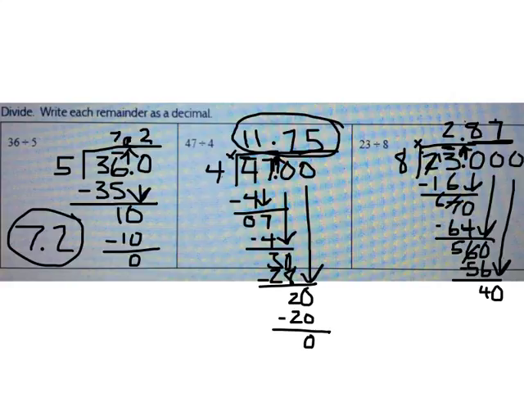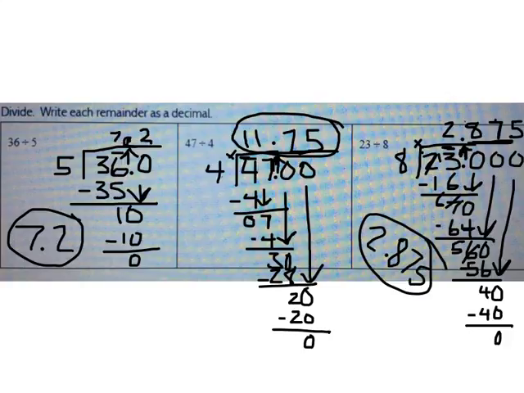How many times does 8 go into 40? 8 goes into 40 5 times. What's 5 times 8? It's 40. When I subtract, how many do I have left over? I have 0. So the answer is 2 875 thousandths.